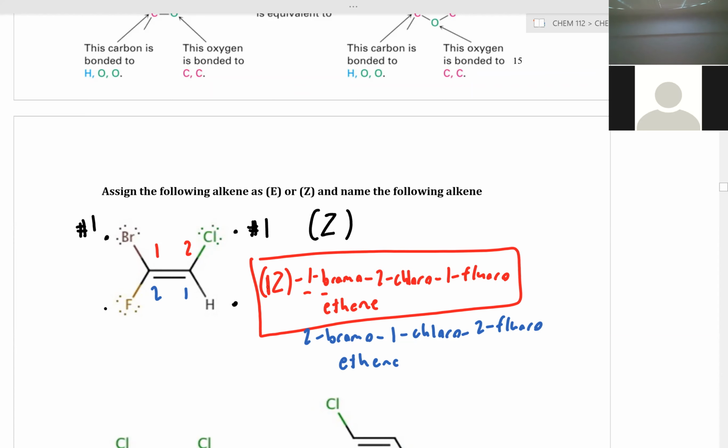Technically, you can name this as 1Z just to specify the olefin is at carbon 1, though it's a little redundant in this case, but if you're being thorough, you always put the locant number in front of your stereochemical information.